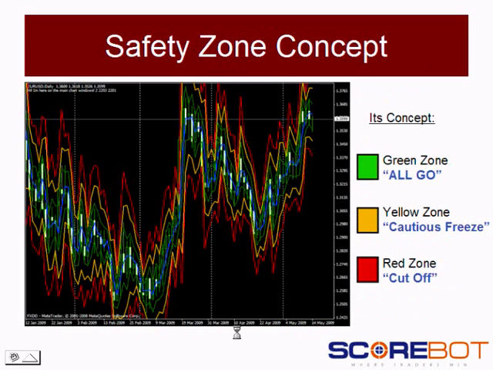So just to recap, green zone means all go for all our strategies in our ATM. There is no hold bar as long as the price trades within the green zone. Once the price breaches into the yellow zone, it's considered as cautious, or we call it freeze. I will explain later what I mean by freeze. And of course, the outer zone, red, is considered as cutoff.